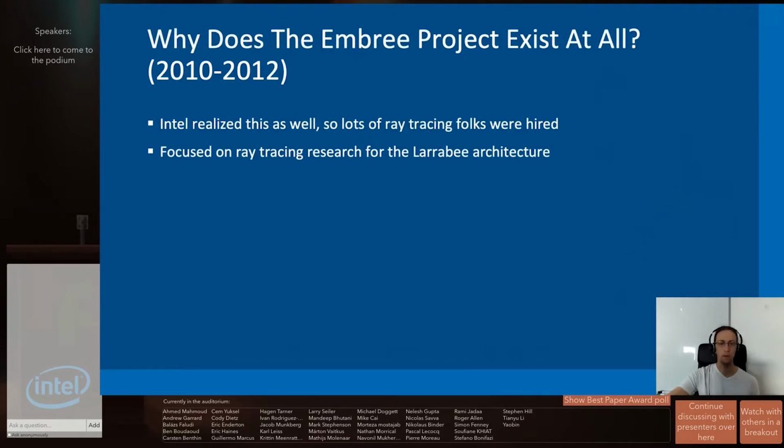Okay, so now back to the question why Embree exists at all. Well, Intel realized the importance of ray tracing in general and hired a lot of ray tracing folks, including myself. This was all part of the Larrabee project, in which we were tasked to do ray tracing research in the context of future games for this architecture. For those who don't remember Larrabee, this was kind of a many-core architecture, which means you had a CPU with lots of small cores in it.